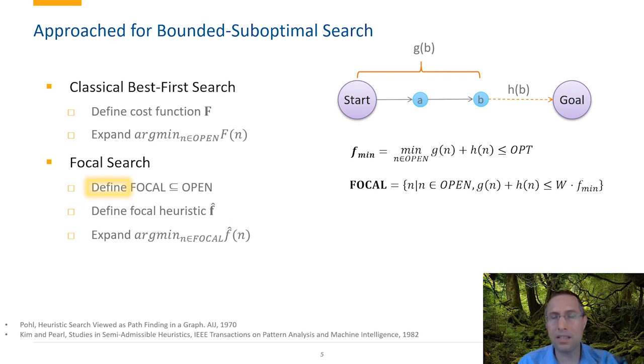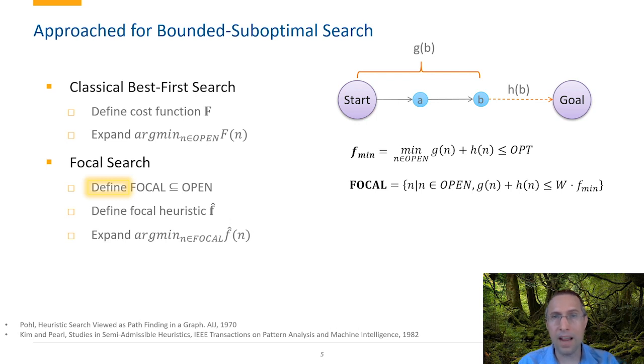To understand this, consider a node in open that is not in focal. That is, its g plus h is larger than w times f-min. Even if this node is in fact a goal state and we expand it, we still would have to expand at least one more node in focal, because otherwise we would not be able to guarantee the desired suboptimality. This is why focal search algorithms limit the selection of which node to expand to only nodes in focal.